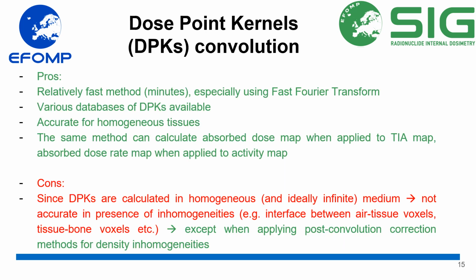Dose-point kernel convolution is a quite fast method, usually taking minutes. It is accurate for homogeneous tissues and has the advantage of the availability of many databases and the possibility to be applied also to evaluate absorbed dose rate maps, if applied to activity maps. Its main con is its inaccuracy for inhomogeneous media, like the interfaces between tissues with very different densities. By the way, this kind of inaccuracy can now be reduced with post-convolution correction methods.